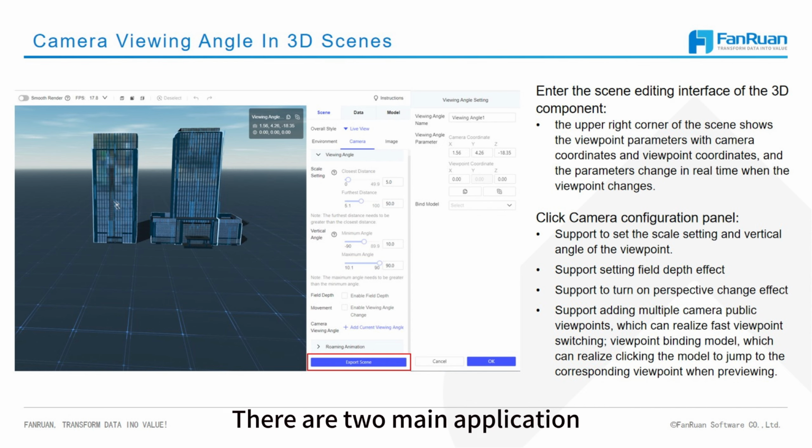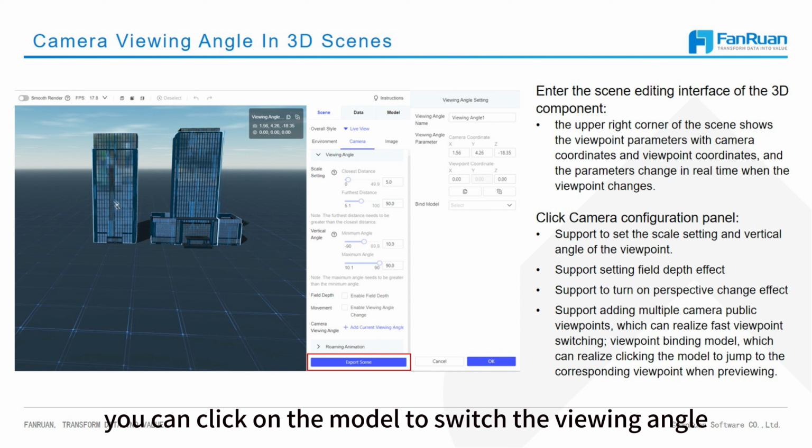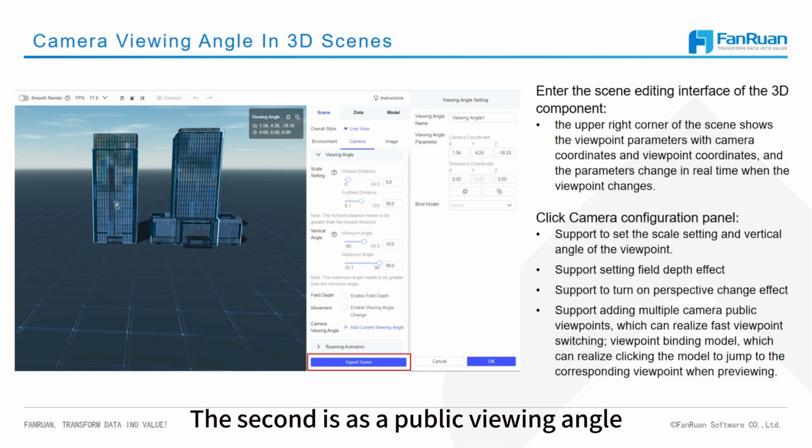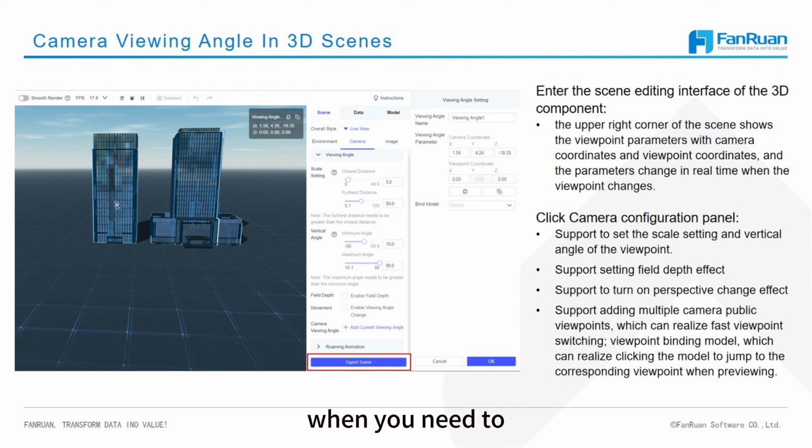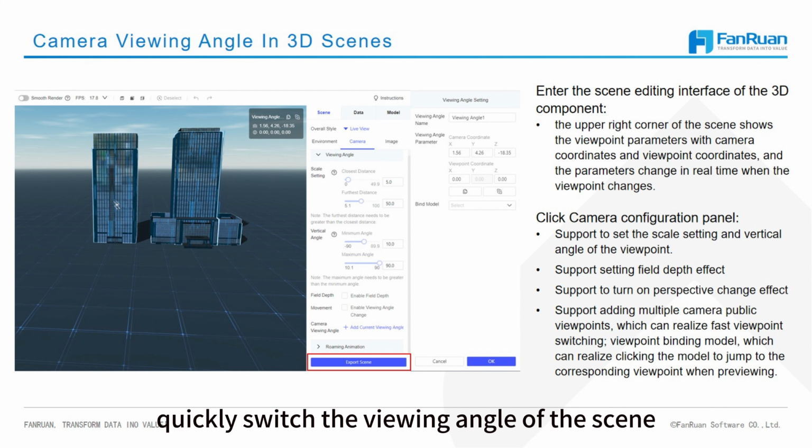There are two main application scenarios for the camera viewing angle. One is that it can be bound to the model, and when previewing, you can click on the model to switch the viewing angle. The second is as a public viewing angle, which can be used in the editing interface when you need to quickly switch the viewing angle of the scene.